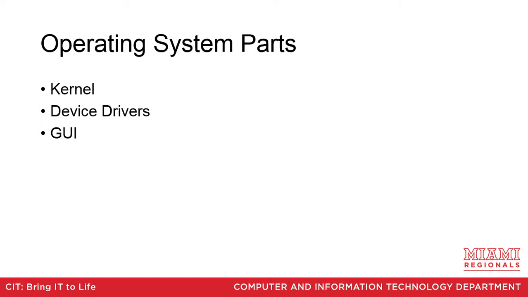Let's look at the components of the system software that we are referring to as the operating system. Usually, a big software is always created in parts, and these parts interact with each other to achieve a certain goal. The most important parts of a typical operating system are the kernel, device drivers, and the GUI, or graphical user interface.